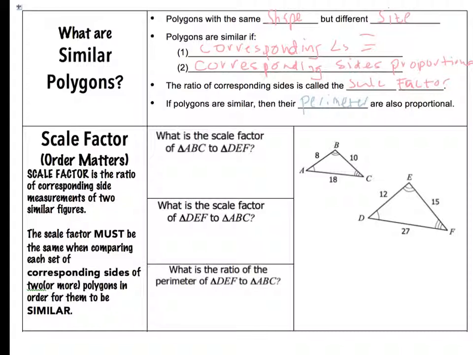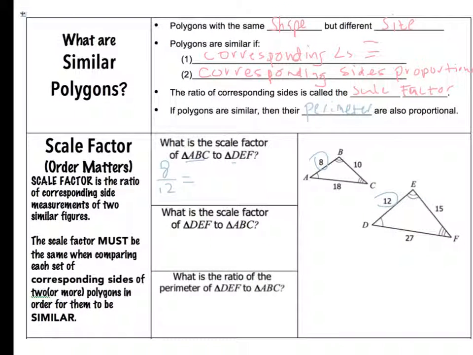So question 1 says, what is the scale factor of ABC to DEF? In this case, AB and DE are corresponding sides. So let's look at AB. Let's look at DE. So that's 8 to 12, which also equals, and you should reduce your scale factor whenever possible, 2/3.